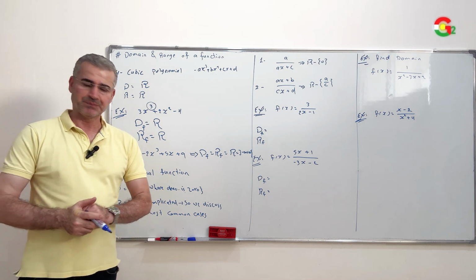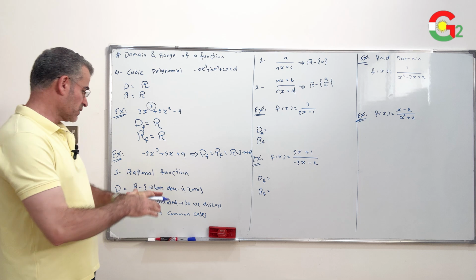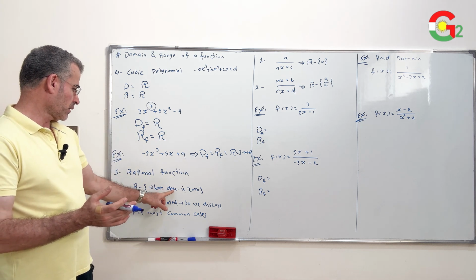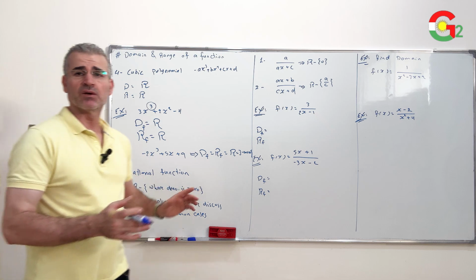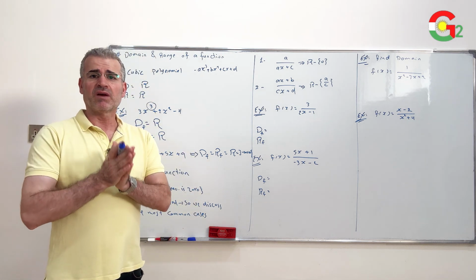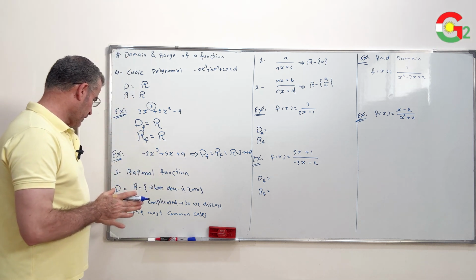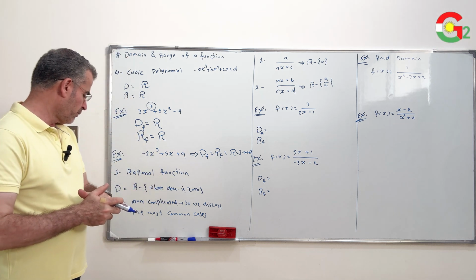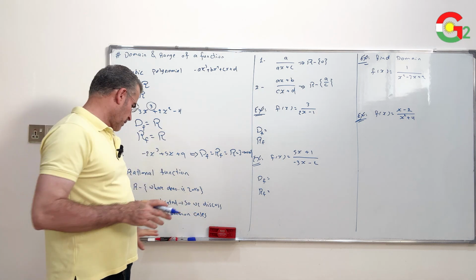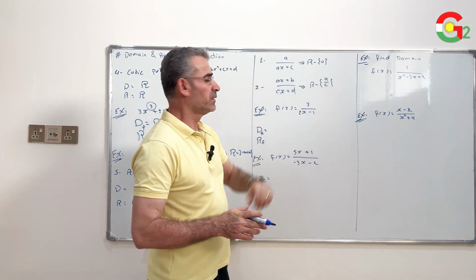Rational function. The domain of a rational function is all real numbers except those where the denominator is 0. I subtract from the real numbers all the values that make the denominator 0. For the range, it is more complicated, so we will discuss the two most common cases, case 1 and case 2.